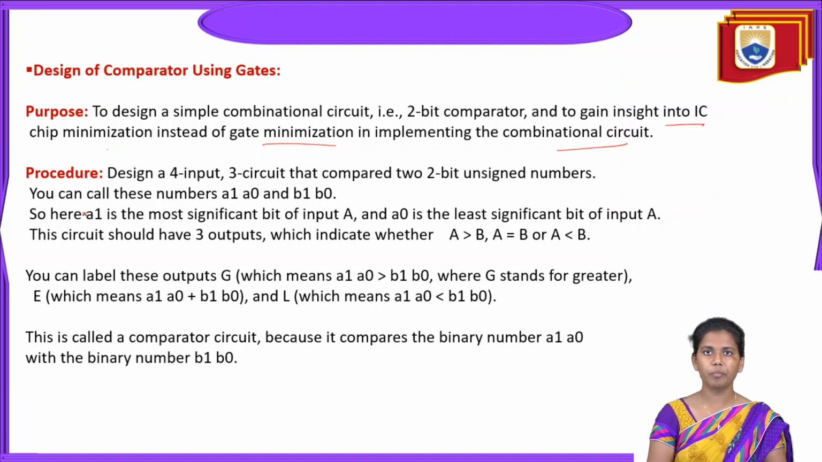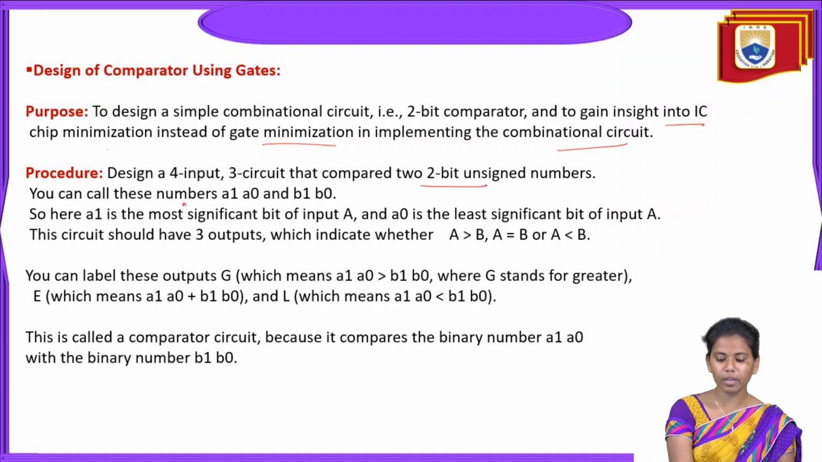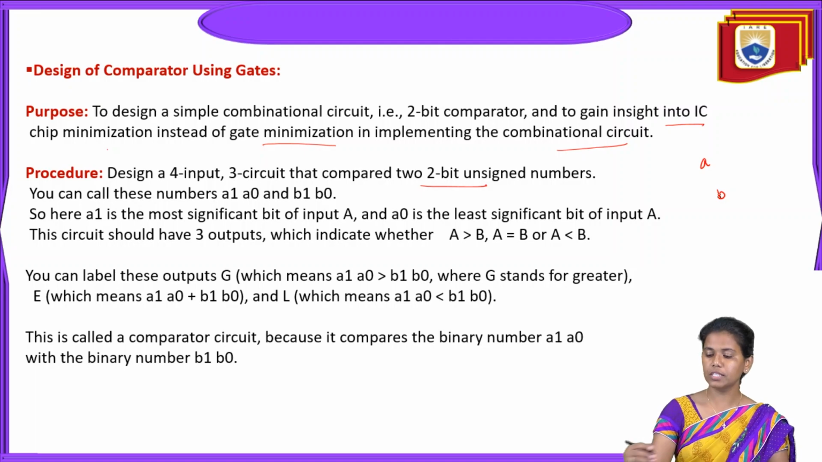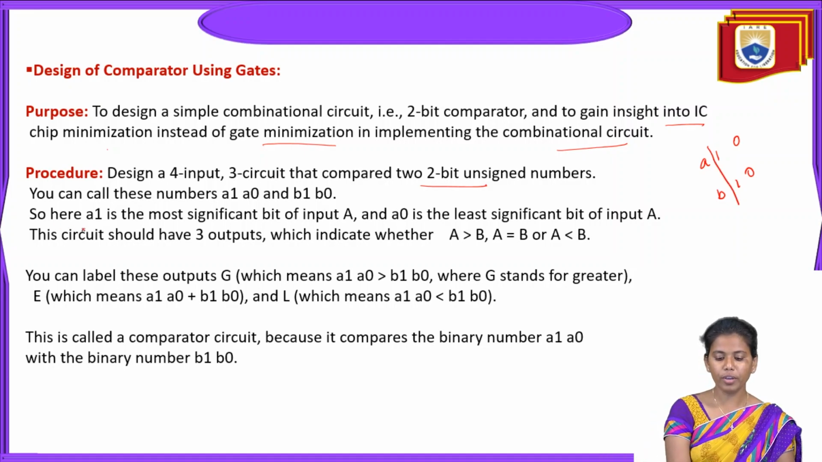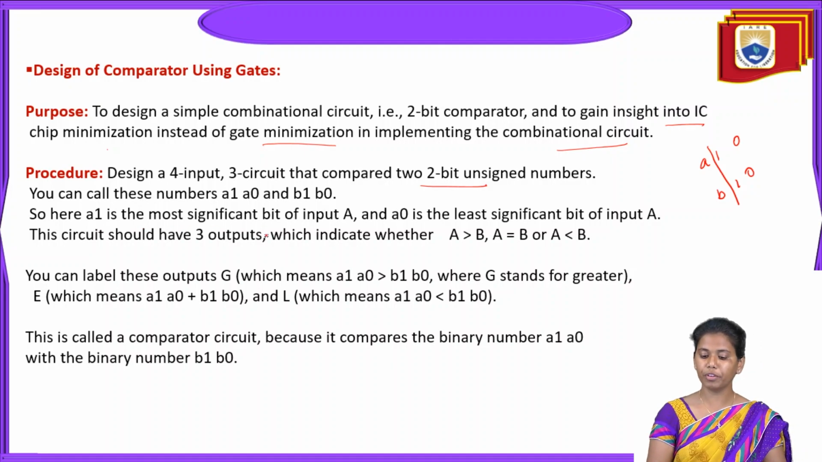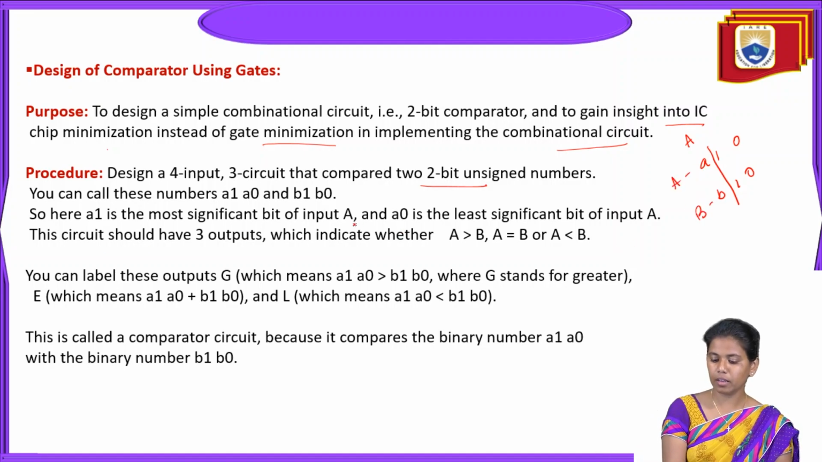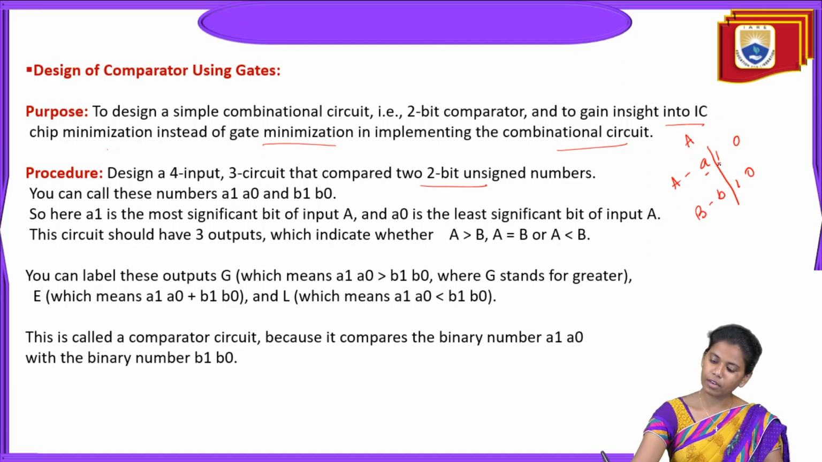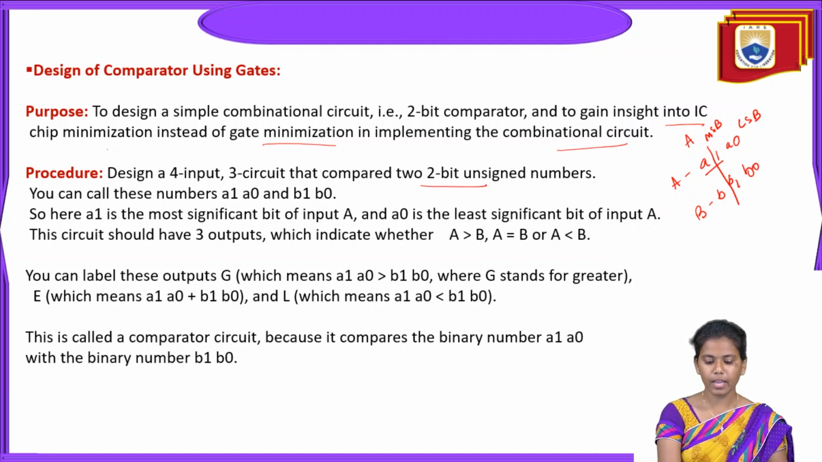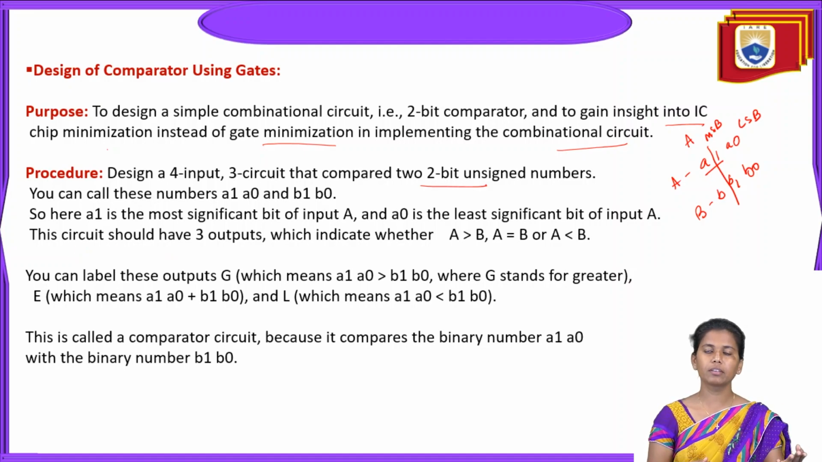Now coming to the procedure. The circuit with 4 inputs compares two 2-bit unsigned numbers. Here I'm considering 2 inputs: A as 1 and 0, and B also 1 and 0. A1 is the most significant bit of input A and A0 is the least significant bit. B1 is the most significant bit and B0 is the least significant bit as well. Then the circuit should have 3 outputs. Why? Because here we are considering the 2 inputs.